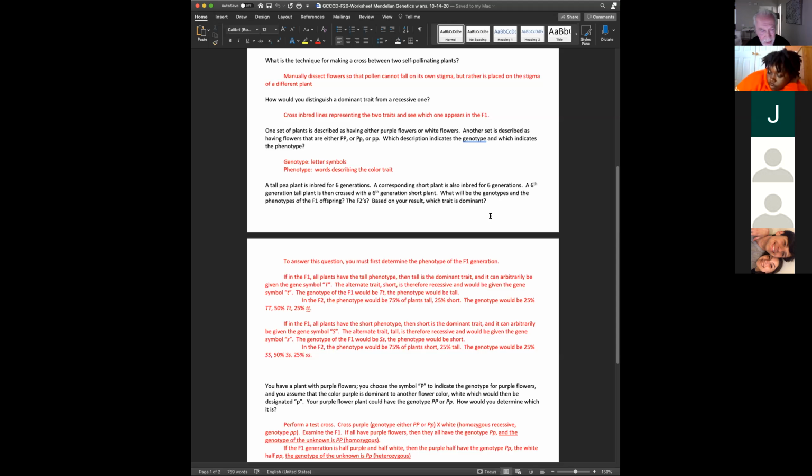Because now you say the phenotype symbol is S, right? A capital S. And the genotype should be little s. No, the genotype is S. If you're talking about the dominant allele, it's big S. If you're talking about the recessive allele, it would be little s. That's in the case that when you did your cross, all the plants in the F1 were short.